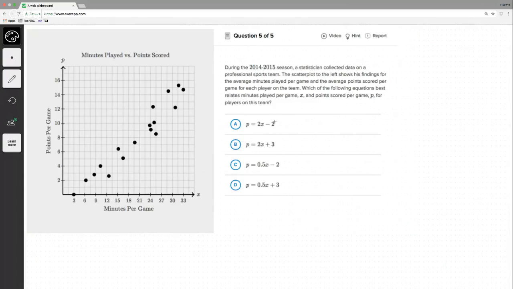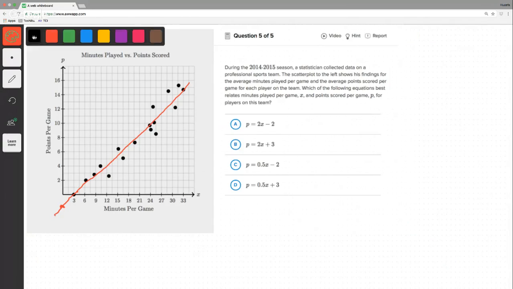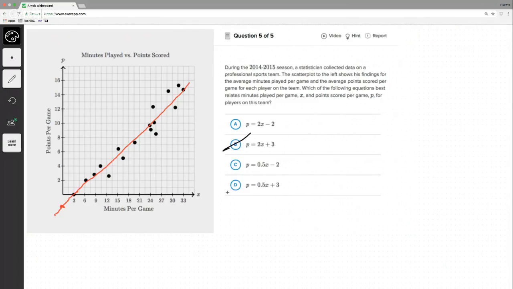Okay, so we're again gonna do a line of best fit. It's a linear equation for sure. The y-intercept is negative, because if we carried this on down, it would cross somewhere around here, which is about negative two. B and D can be eliminated because they have a positive y-intercept, and that's wrong based on our linear approximation. So it's going to be one of these.